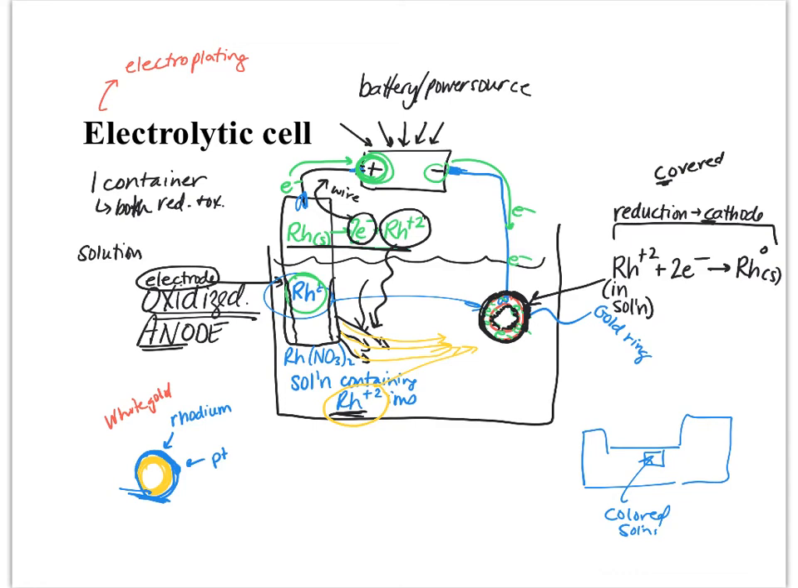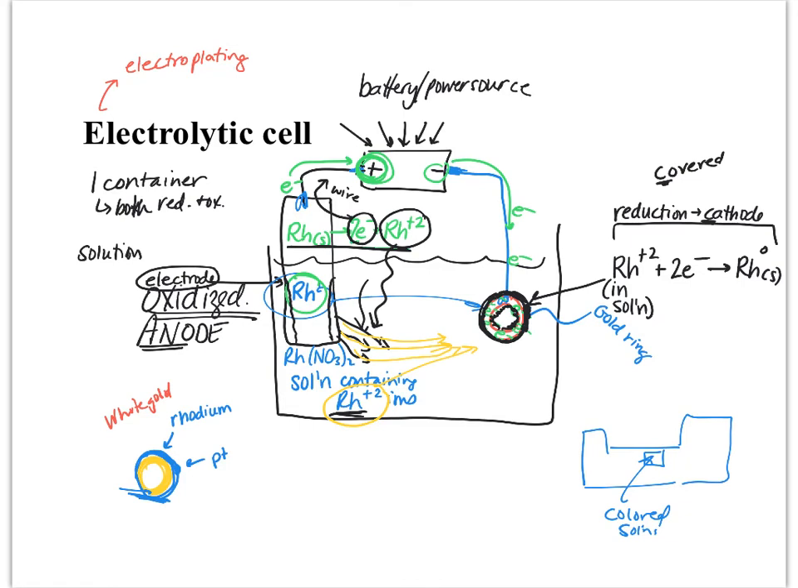So looking at this super fancy diagram, you can see differences here between an electrolytic cell and a voltaic cell. We only have one container here. We need a power source in order to force the reaction to occur. We do not have a salt bridge because everything's happening in the one container. We still have movement of electrons through a wire. We still have oxidation occurring at the anode and reduction occurring at the cathode. All right, but we're forcing this process to occur.